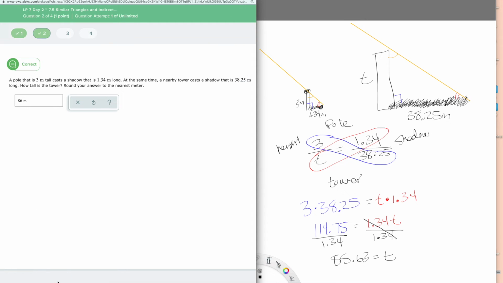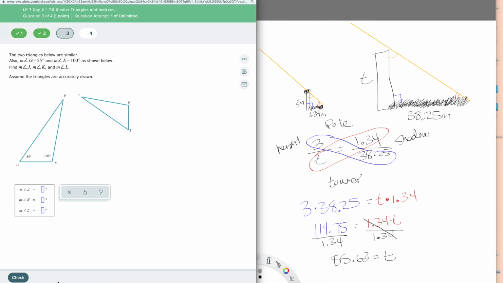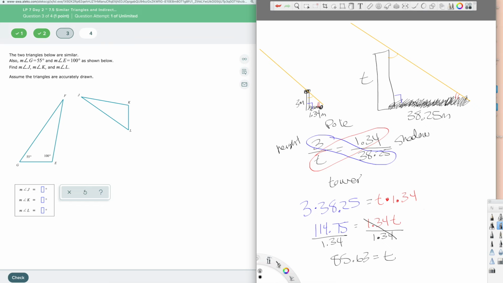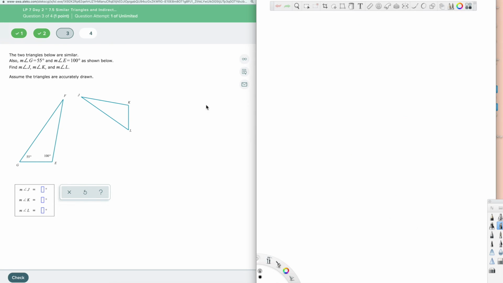Perfect. Okay, so now we're going to take a look at finding angles of similar triangles. I'm just going to go ahead and do a new one here because I don't feel like erasing all that stuff. Okay, so two triangles below are similar. So remember, even in a similar triangle, the angles are congruent. What I could do is show you what I mean by this.